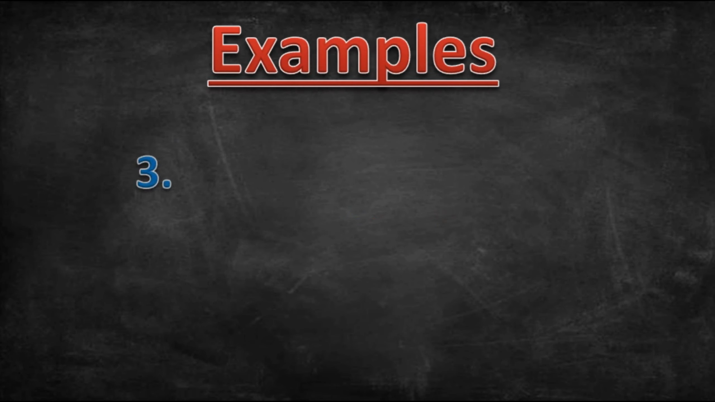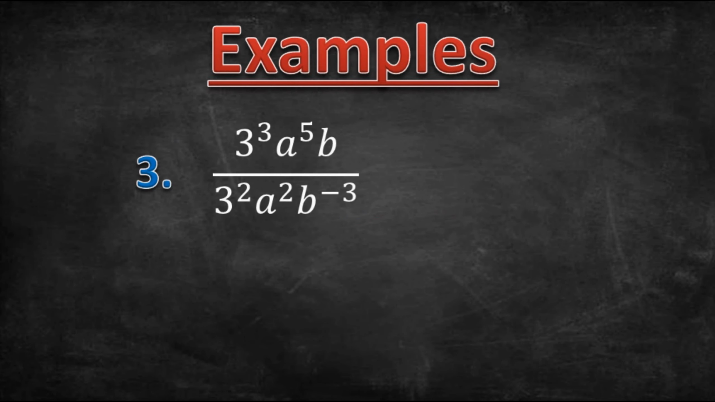So we have 3 cubed times a to the 5 times b, all divided by 3 squared times a squared times b to the negative 3. We are dividing, so where the bases are the same, we subtract the powers. So we get 3 to the 3 minus 2 times a to the 5 minus 2 times b to the 1 minus negative 3. Remember that the b has a power of 1, which we don't write.